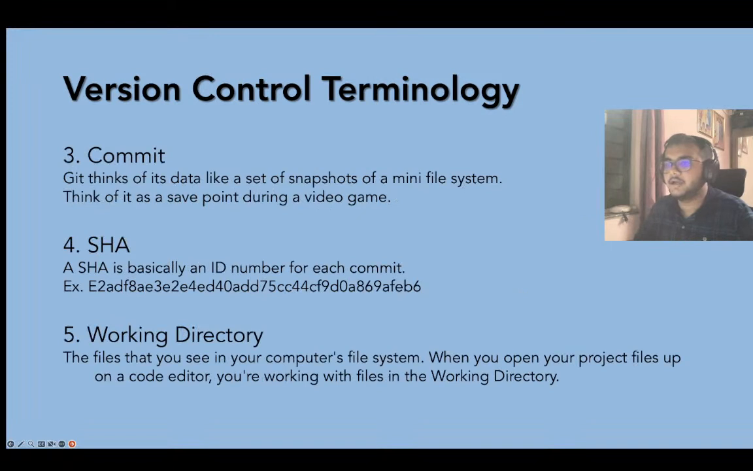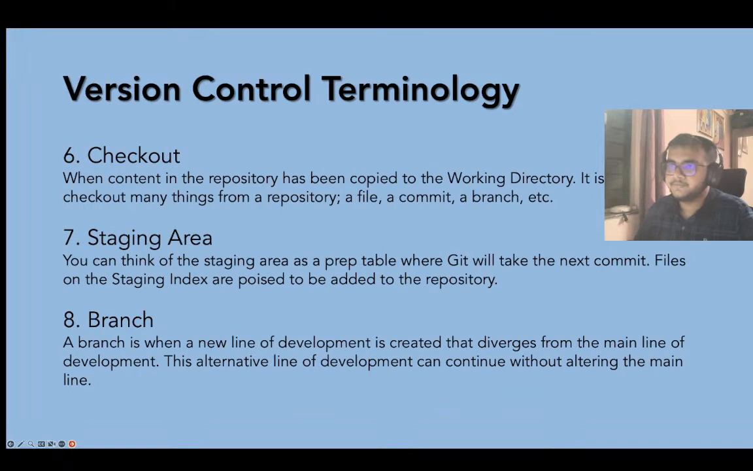And then there is the working directory, the files that you see in your computer's file system basically. When you open your project files on your code editor like VS Code or something, you are working with the files in the current directory or the working directory. There is also checkout, when content in the repository has been copied to the working directory, and it is possible to check out many things from a repository: a file, a commit, a branch, etc.